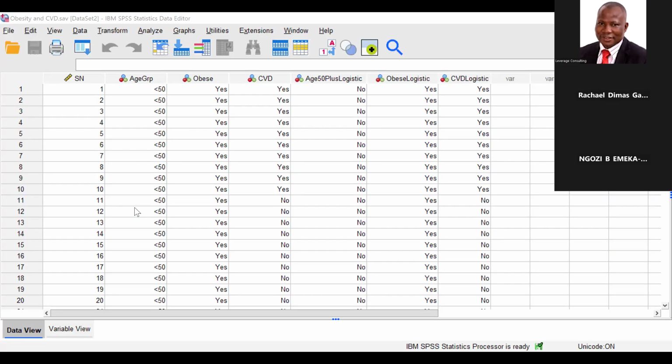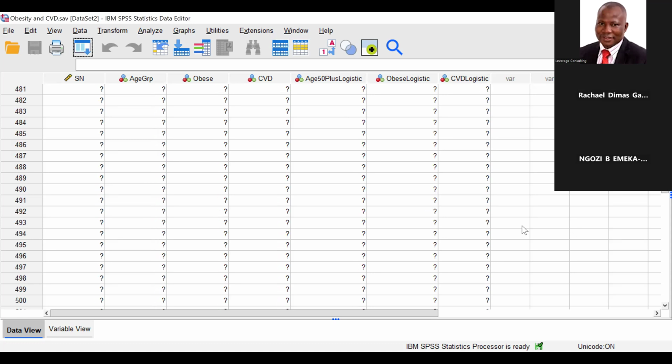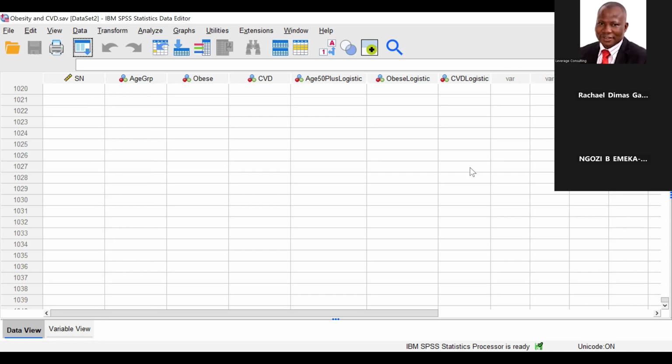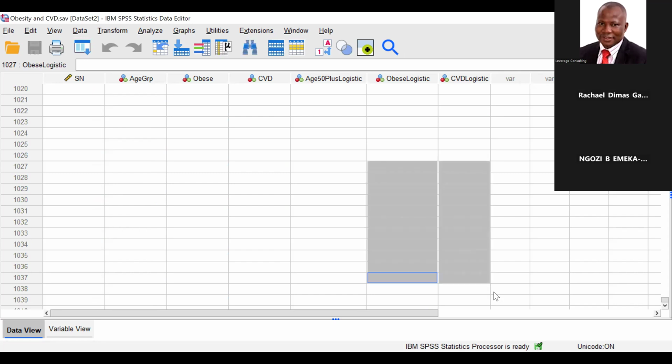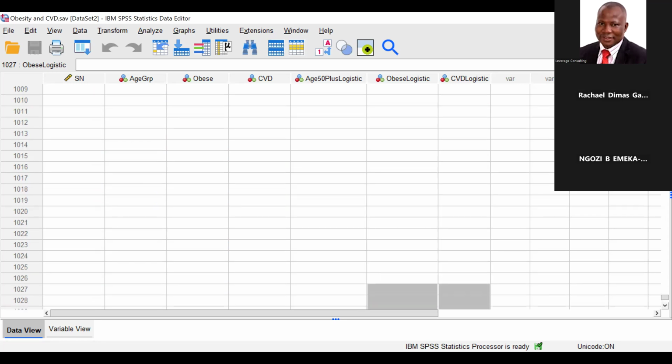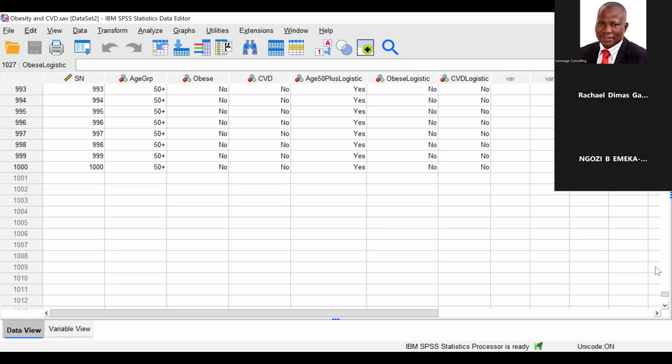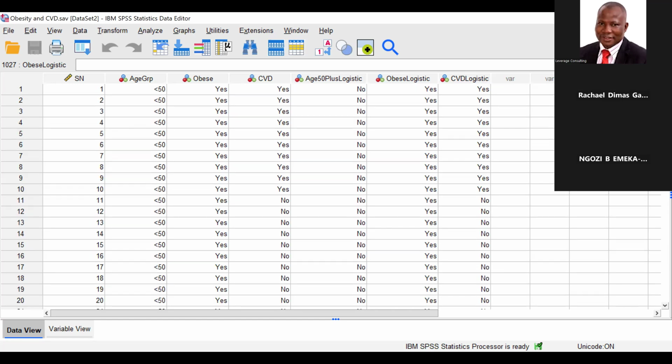Can you see my screen? So look at this data set. This one I just did now. If you want to confirm it, that is the data set. The total is 1,000. If you scroll down now, it's up to 1,000. Look at it. It's up to 1,000.